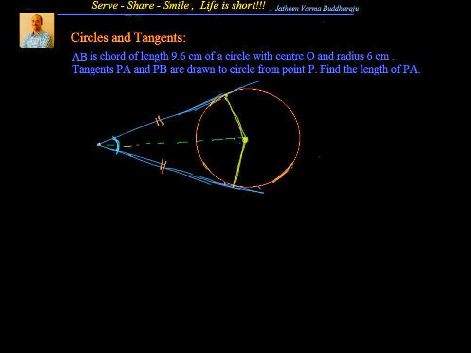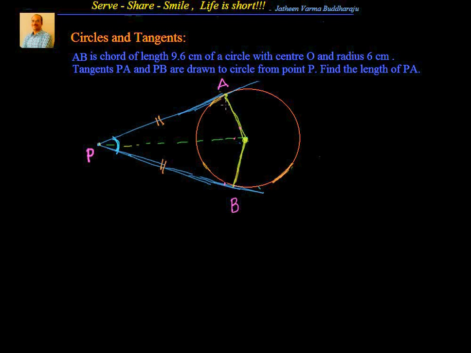Let's read this again. There was a typo earlier, I just fixed it. AB is a chord of length 9.6 centimeter of a circle with center O and radius 6 centimeter. Tangents PA and PB are drawn to the circle from point P. Find the length of PA. So we have point P here. This is point P, and this is A, and we have B, and we have been told that AB is the chord of length 9.6 centimeters.